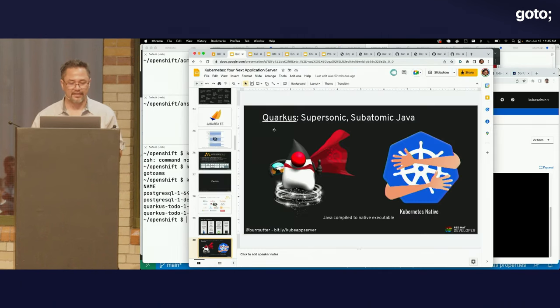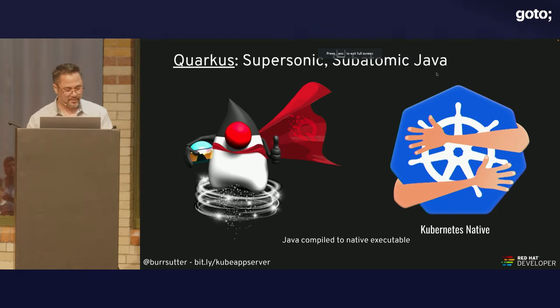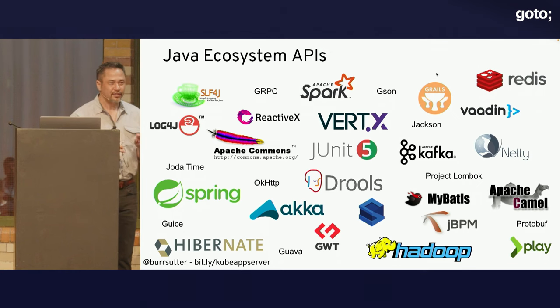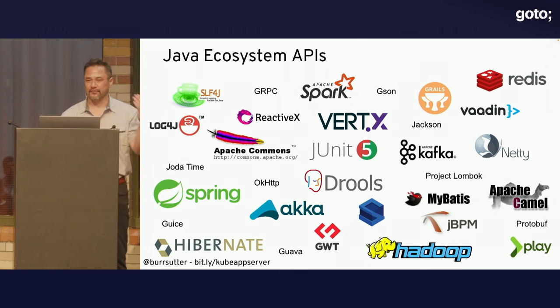So let's go back into this now and kind of talk more about this. And make sure I don't run completely out of time here. We got about 15 minutes left. So with Quarkus, you get access to a whole bunch of different APIs, just like you do with Spring Boot or Dropwizard or Vert.x or something else.